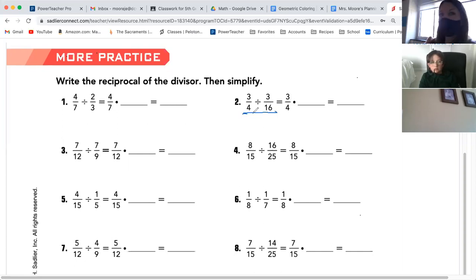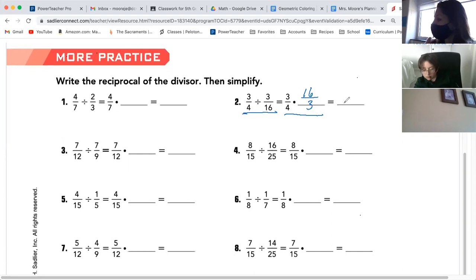But how would we rewrite number 2 as a multiplication sentence? So 3/4 divided by 3/16 is really the same as 3/4 times, what's the reciprocal? 16/3. Now, you can snap across if you want. 3 times 16 is 48, 4 times 3, 12. But then you'd have to simplify.